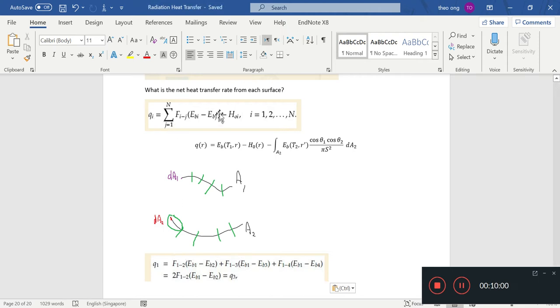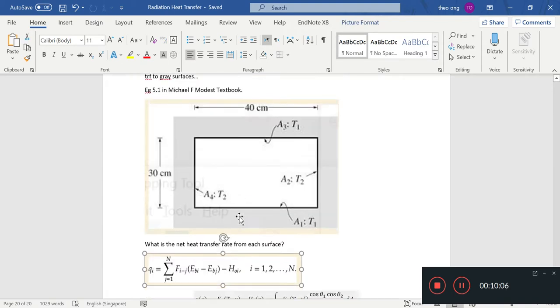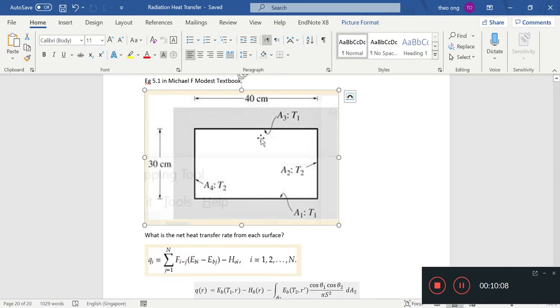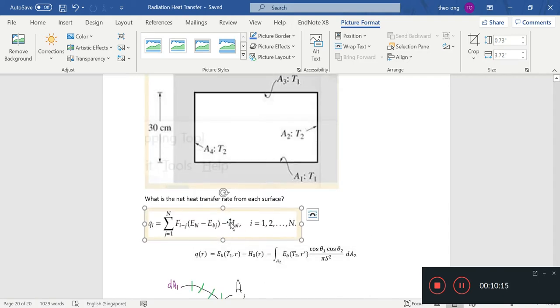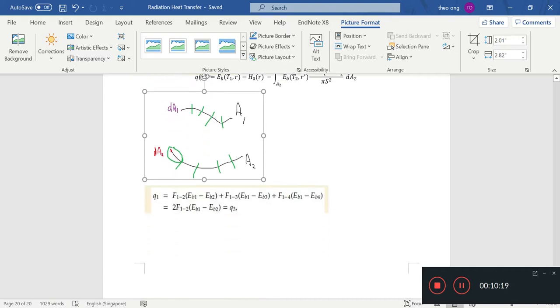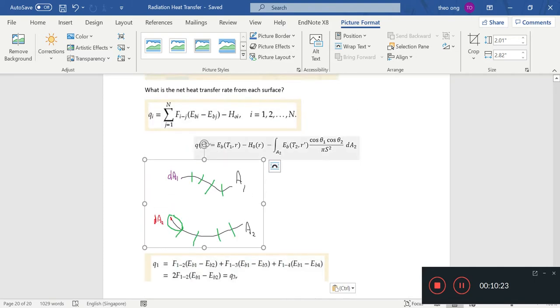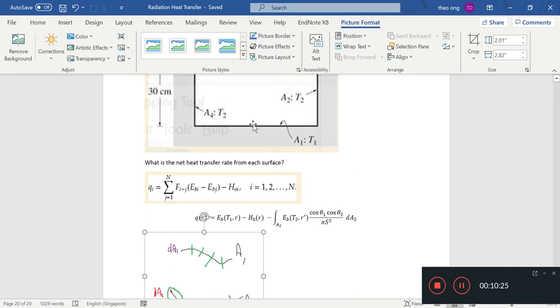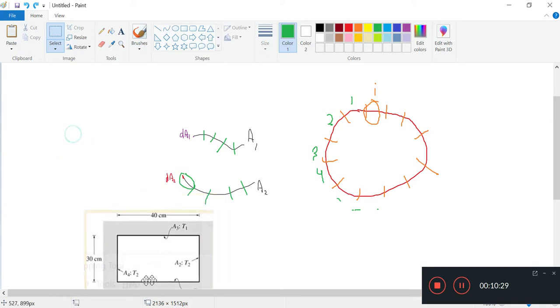We know the second term is incident radiation from the outside. But there's no incident radiation from the outside in this case. So this H not I is 0. So we can just ignore this and just focus on the summation bit. Let's take a look at what this formula is saying.